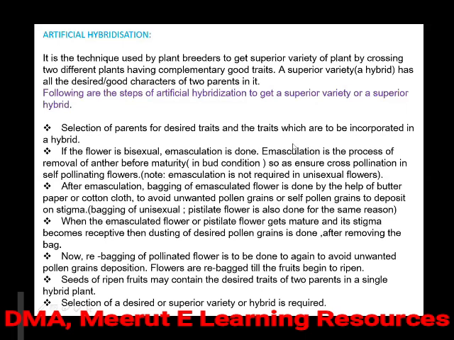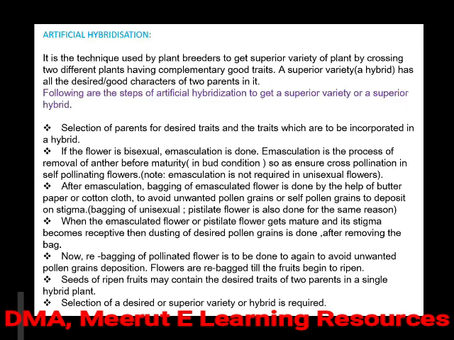But in case of a unisexual flower, emasculation is not to be done. Here you can select the pistillate flower. Okay. Now after emasculation, bagging is to be done. What do you mean by bagging? You wrap the emasculated flower, or the pistillate flower, with butter paper or cotton cloth. Why is bagging done? Bagging is done just to avoid unwanted pollen grains being deposited on the stigma. We want only our desired pollen grains to be deposited on the stigma.